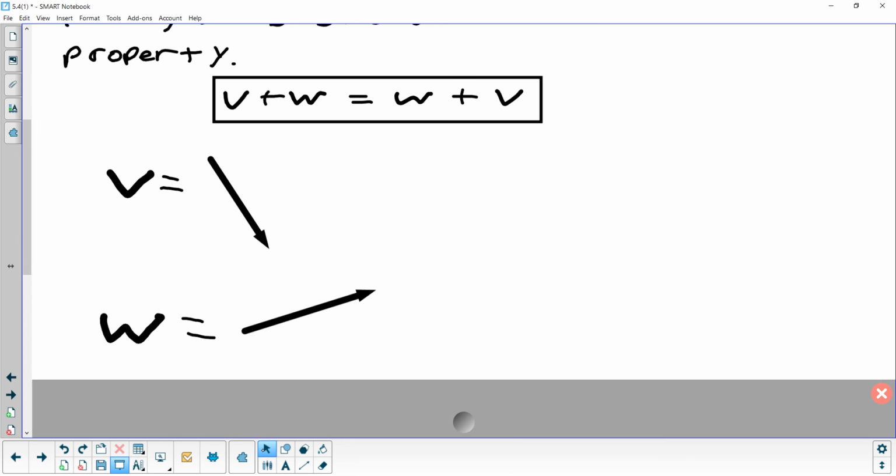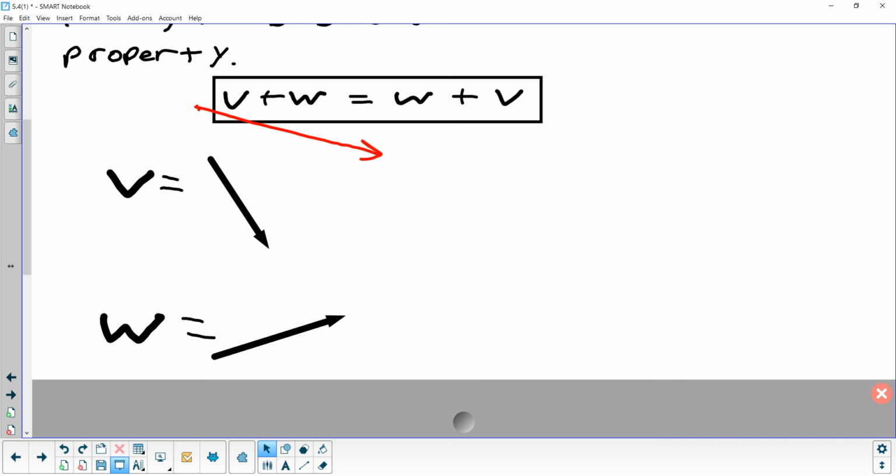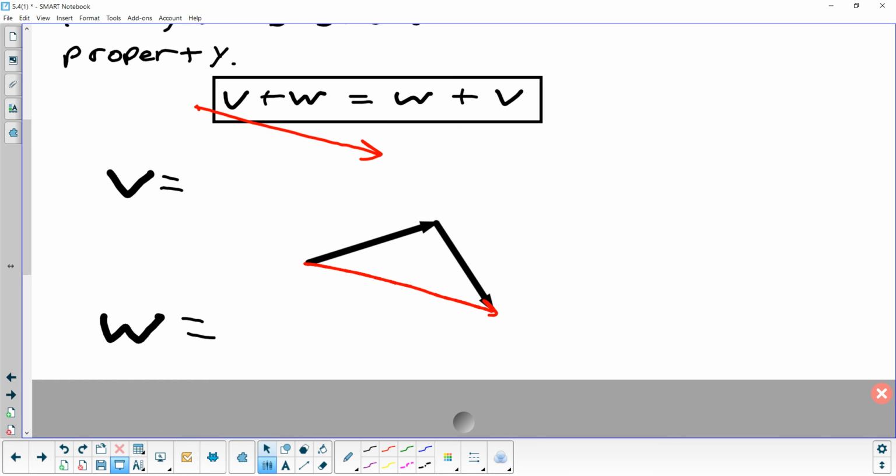All right, so again, I'm not going to spend too much time, so I'm just going to do it really quick. So that's the left way, that's V plus W. Now if I do W and put V on the end of that, again, I didn't use graph paper or a ruler, so it might not be perfect, but I hope it's close. Yeah, it's pretty close. It comes out the same either way. Okay, so that's the commutative property.